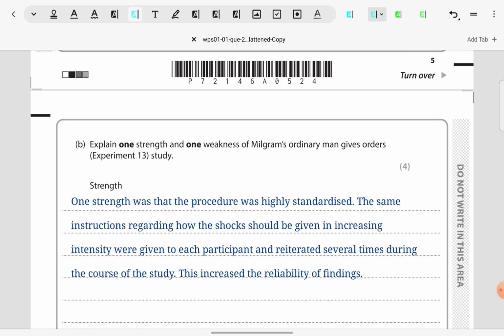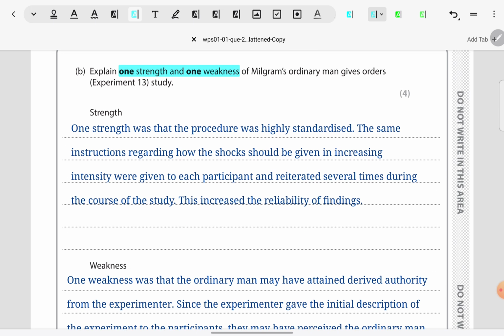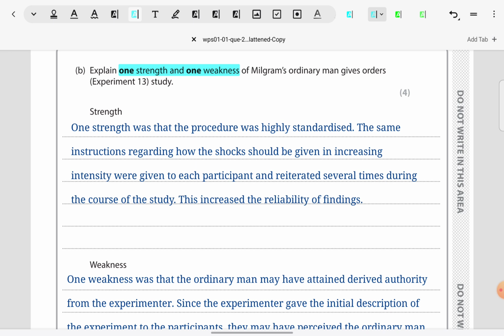Explain one strength and one weakness of Milgram's ordinary man gives orders, that is experiment 13 study. So they're continuing with the same. For the strength and weakness type of answers, generally just be very complete in what you are saying, and most important, like I say for the GCSE syllabus also, so if you're coming from there, that's very helpful, link whatever point you're making with the study. In this case, whatever point you're making has to be connected with experiment 13. It should not be a general point about obedience studies or some general strength or limitation of Milgram's paradigm of experiments. It should be very specific to experiment 13, which is about the ordinary man.